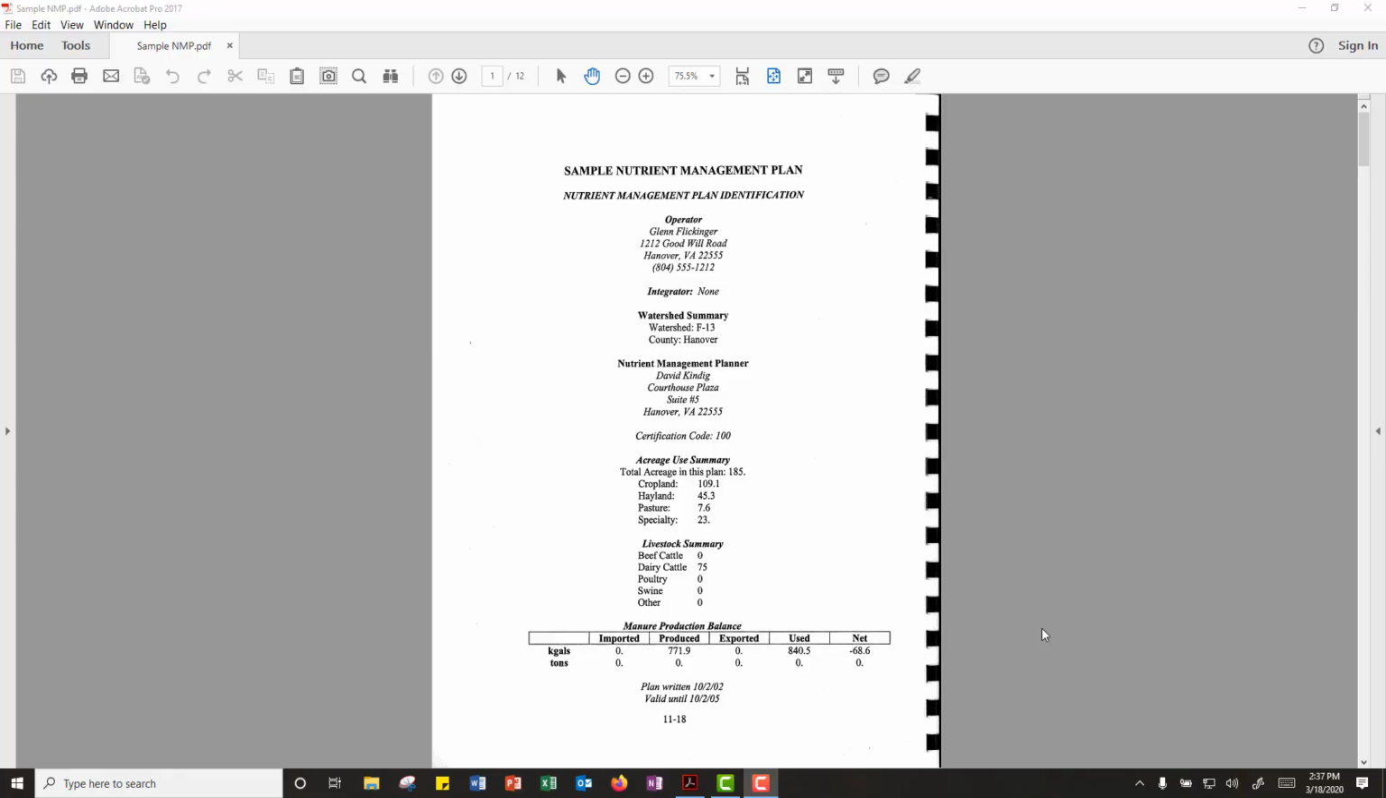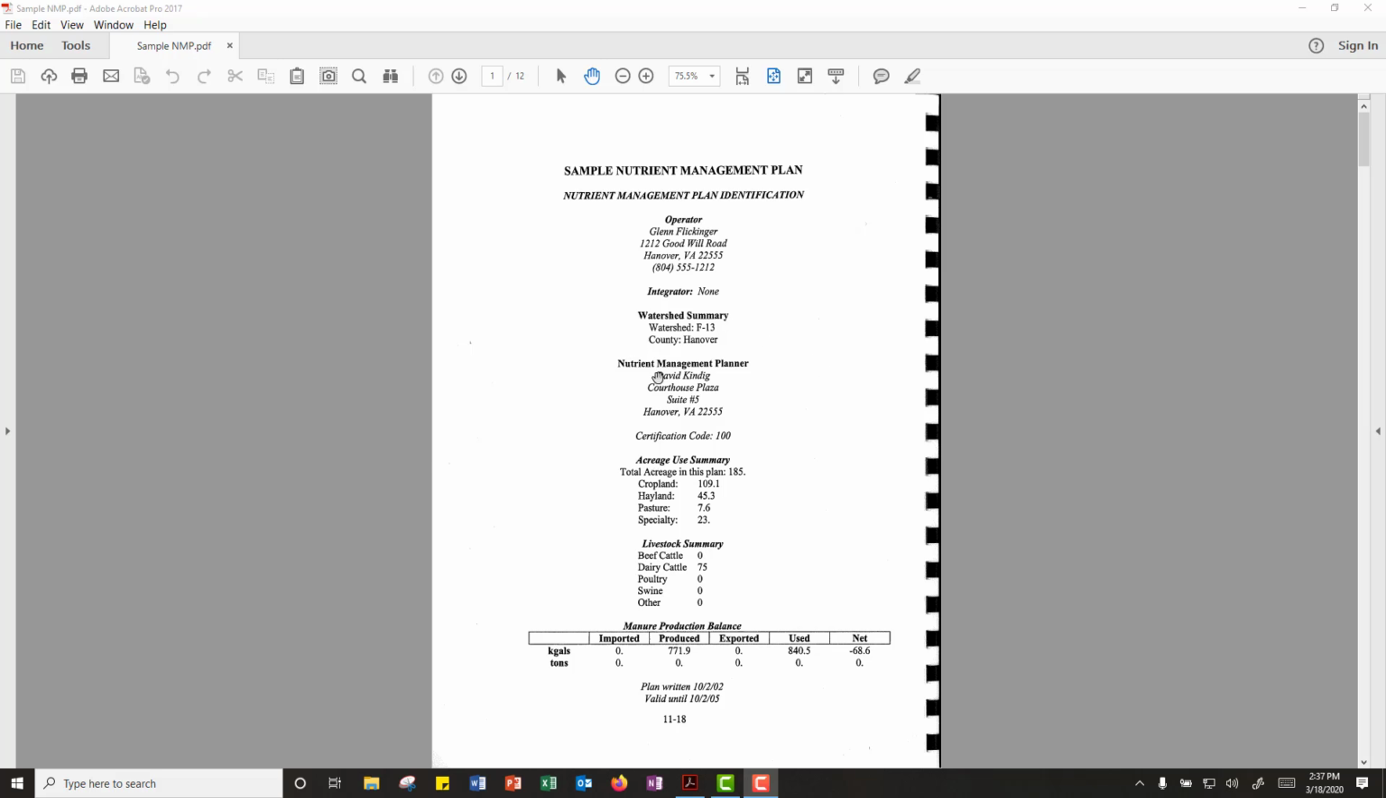Hey guys, I want to walk you through this nutrient management plan just to make sure you've got a good idea of what's in here and where to look for it. So right now I'm looking at the front page and you can see there's the name of the farmer. Here's the county and the watershed that the farm's in. Here's the name of the nutrient management planner that designed this.